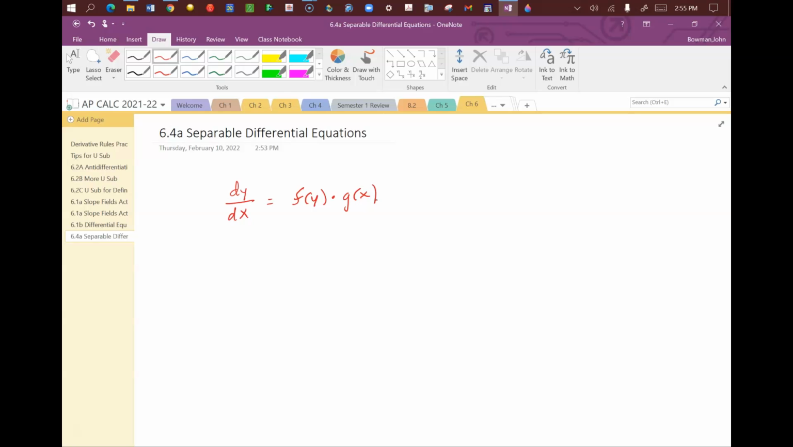And what we can do with that is we can multiply both sides by dx. So we'll do that. And then those cancel on the left-hand side. And then we're going to divide both sides by f of y. And we end up with the following. We end up with 1 over f of y dy is equal to g of x dx. And then we can integrate to solve those.